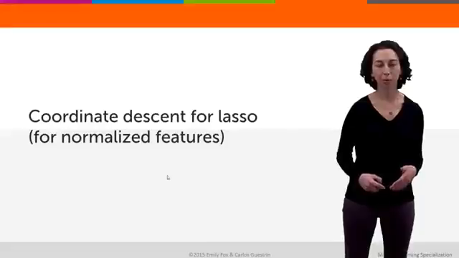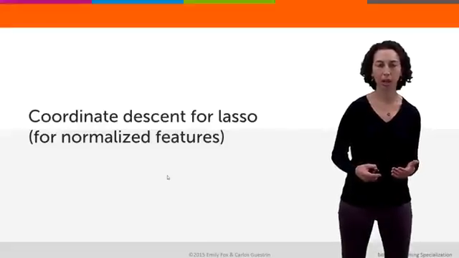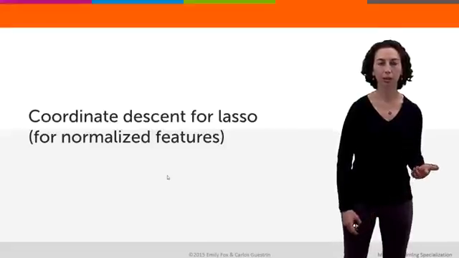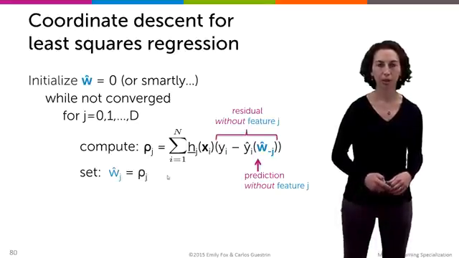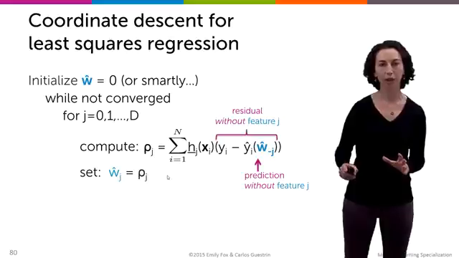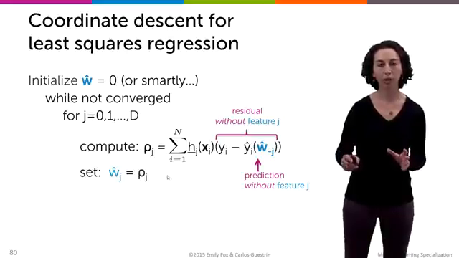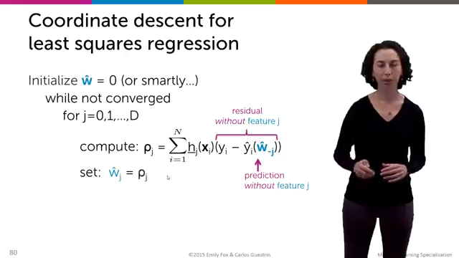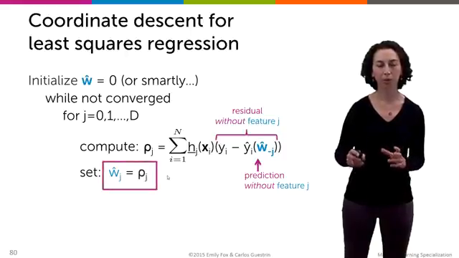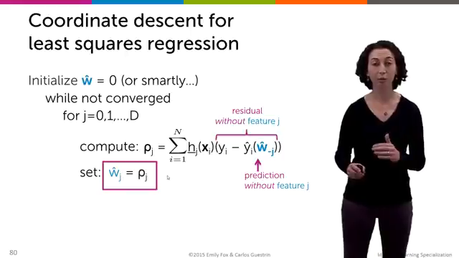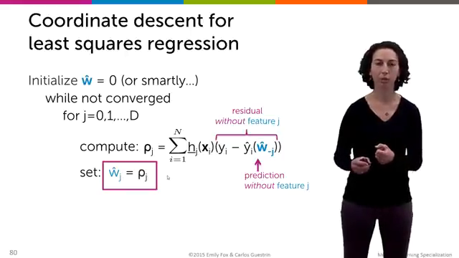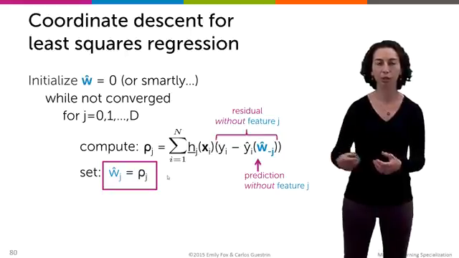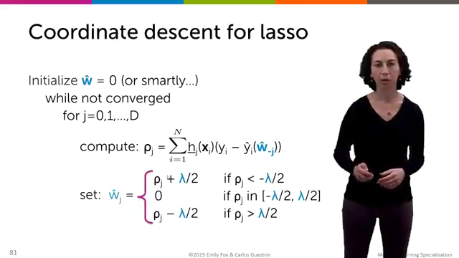So now we're going to describe what the variant of this coordinate descent algorithm looks like in the case of lasso. Again, we're going to be looking at these normalized features. And just remember, this is where we left off with our coordinate descent algorithm for just least squares, unregularized regression. And remember, the key point was that we set W hat j equal to rho j, this correlation between our features and the residuals from a prediction, leaving j out of the model.